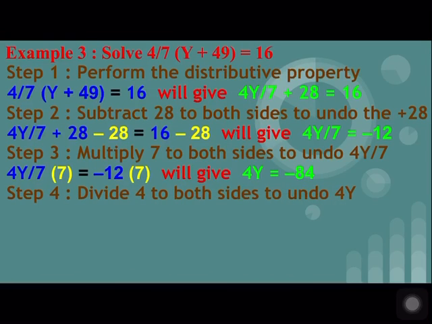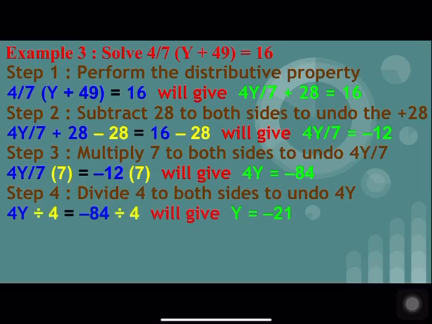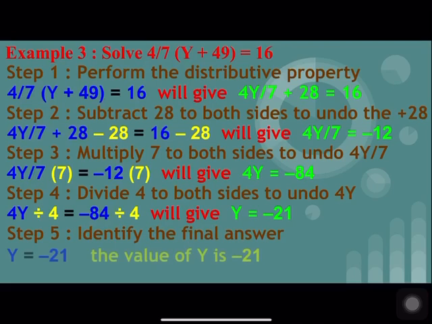The fourth step is to divide both sides by 4 to undo the 4y. So 4y divided by 4 will give us y, or 1y. And then negative 84 divided by 4 will give us negative 21. So now we have our final answer, which is y is equal to negative 21.